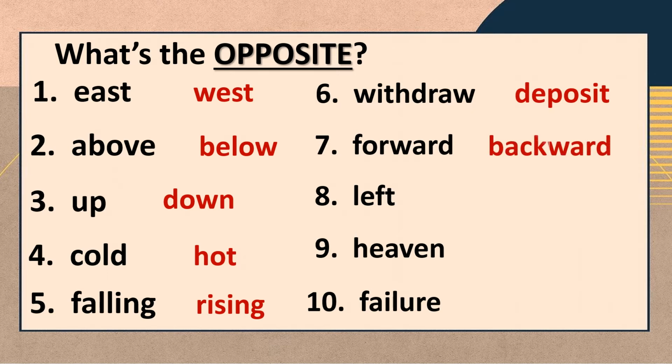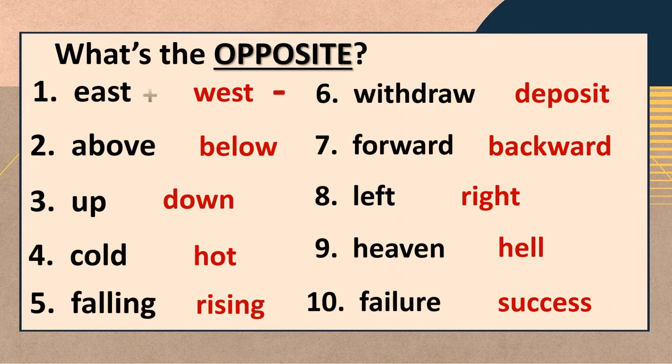For the word forward, the opposite is backward. For the word left, the opposite is right. For the word heaven, the opposite is hell. And for the word failure, the opposite is success. Let's represent the words as positive and negative.